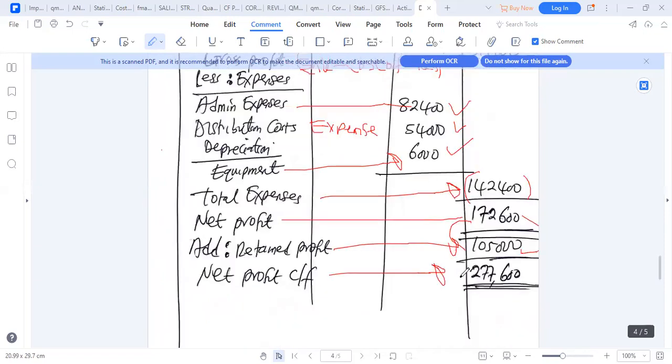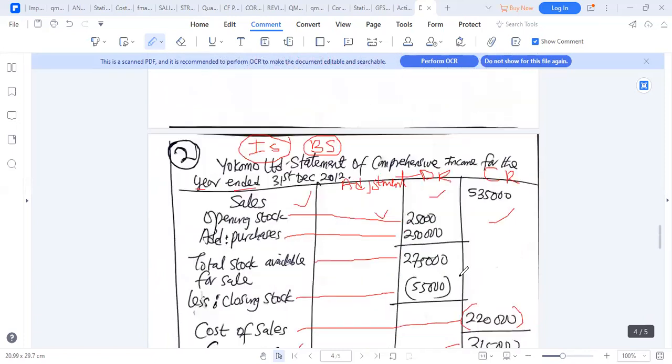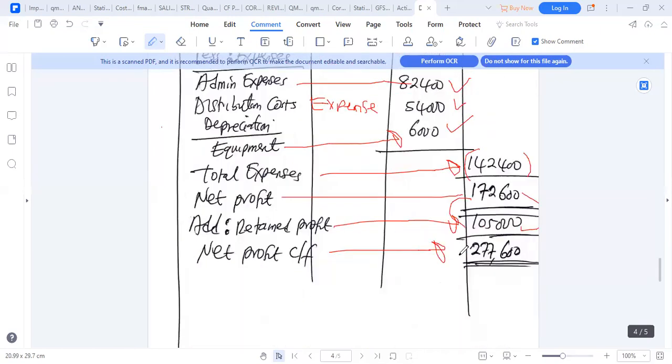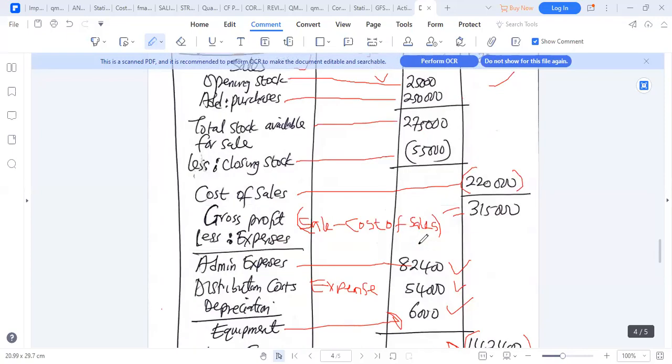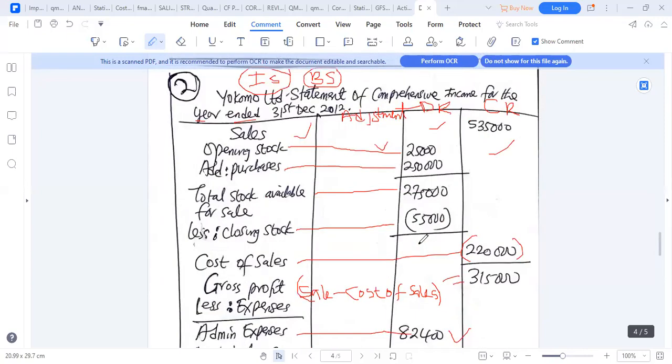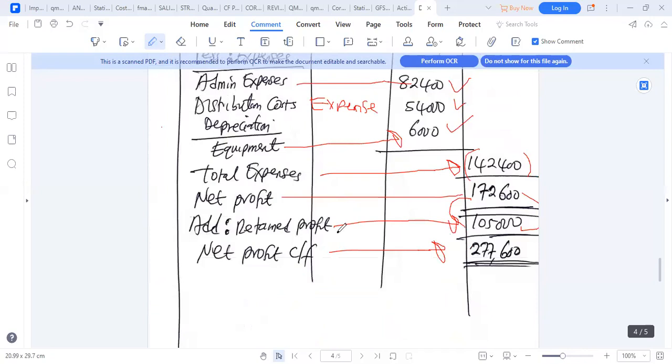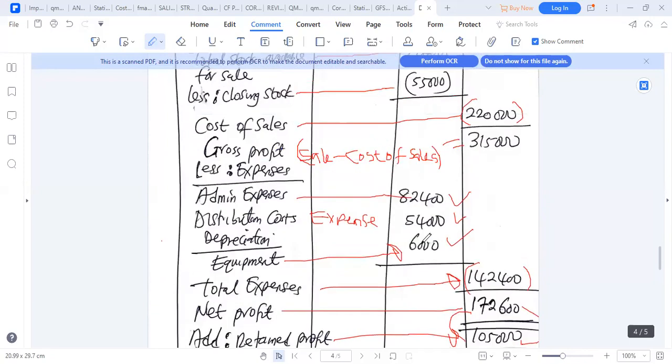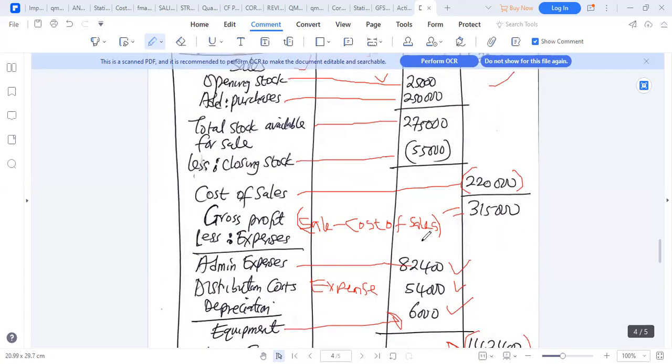And then, of course, we have looked at how to prepare the statement of comprehensive income for Yokomo Limited, which shows the profit that Yokomo Limited generated, which is 277,600. So as an accountant, this is what you need to prepare. That's why we're doing this course, so that you know how to prepare the statement of comprehensive income to find how much profit you have made and the expenses incurred during the accounting period, as well as the gross profit that has been generated in this kind of problem.